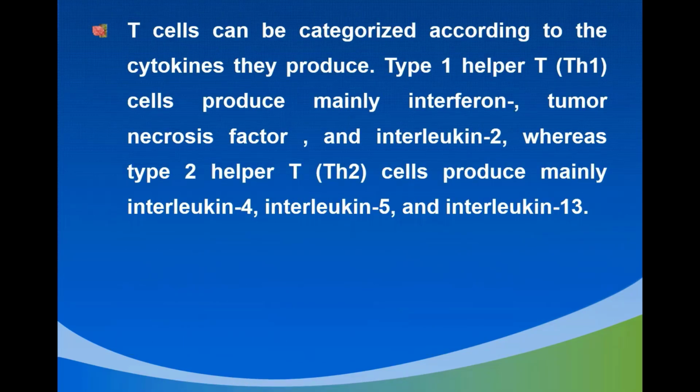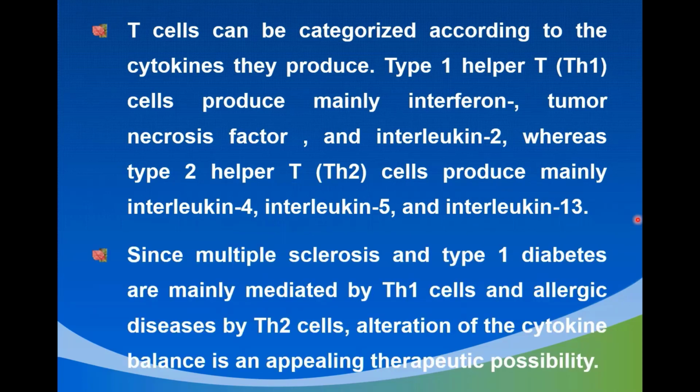T cells can be categorized according to the cytokines they produce. Type 1 helper cells produce mainly interferon, tumor necrosis factor, and interleukin 2, whereas type 2 helper T cells produce mainly interleukin 4, interleukin 5, and interleukin 13. Since multiple sclerosis and type 1 diabetes are mainly mediated by T1 helper cells and allergic disease by T2 helper cells, alteration of the cytokine balance is an appealing therapeutic possibility.